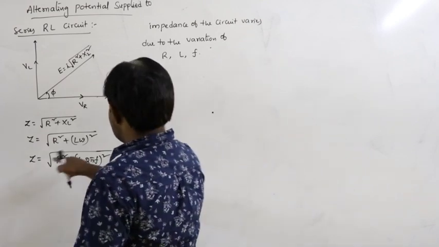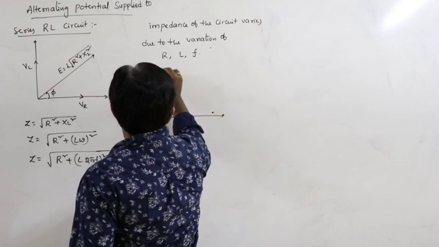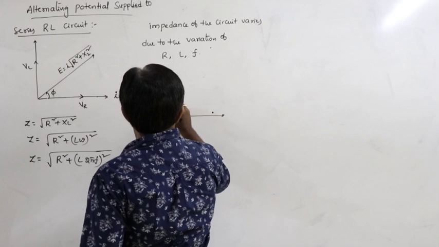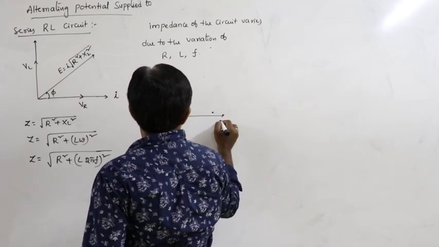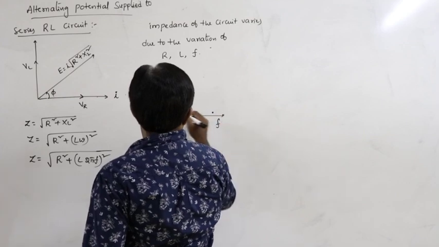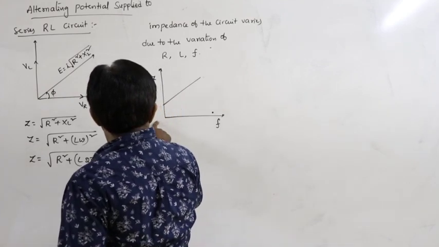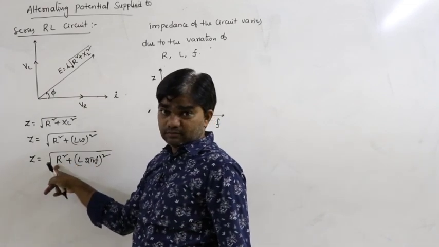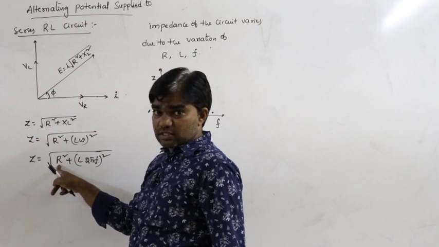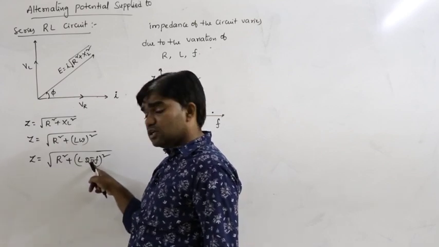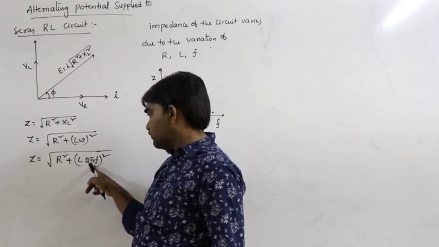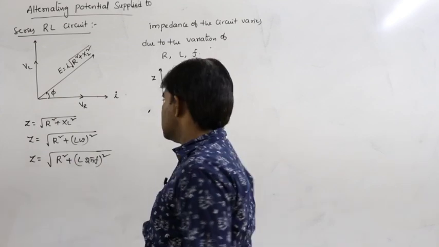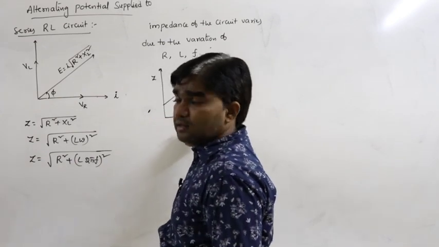Now if you draw the graph for the impedance, Z is a straight line like this, with impedance on one axis and frequency on the other. If f equals 0, it still has a certain impedance due to the resistance, since the resistance remains constant. Initially, if the frequency is 0, it still has impedance R. So this is the variation of the graph with alternating frequency.